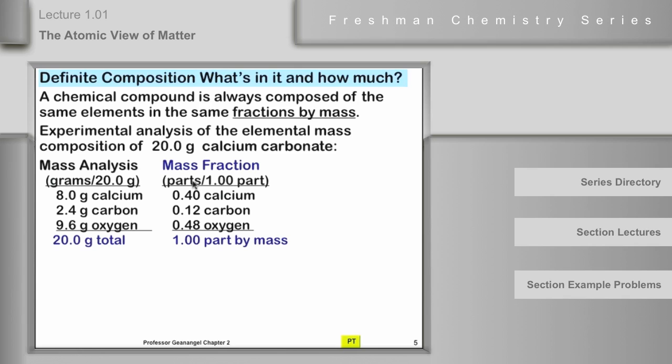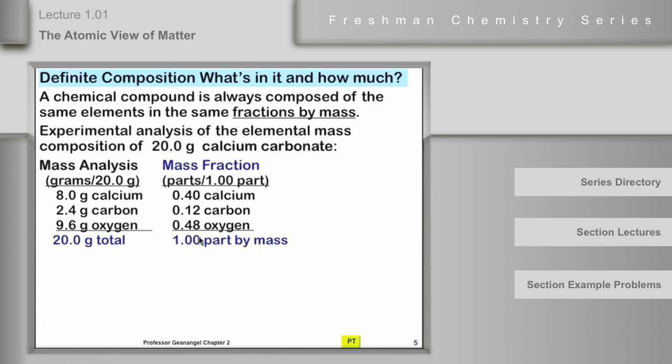Okay? And as you can see here, 8 grams of calcium corresponds to 0.4 mass fraction of calcium. How did I get that? Well, you take 8 grams of calcium and you divide it by 20 grams total, and that gives you 0.4. There's no units on this. 0.4 is a mass fraction. 0.4 parts of calcium per 1 part of compound, if you wish. And if you do the same thing for the carbon, it's 0.12, and for the oxygen, 0.48. And if you've done your work correctly, you will find that these have to add up to 1. Okay?